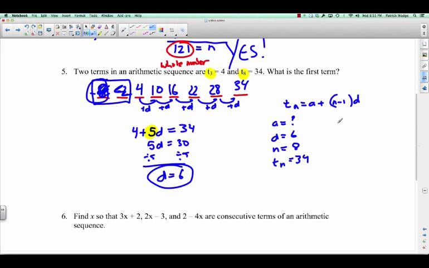Now we can solve this to get a. Tn is 34. A we don't know. N is 8. D is 6. So 34 equals a plus 8 minus 1 is 7 times 6 is 42. Subtract 42 from both sides. You get a equals negative 8. You probably can't read it, but this says negative 8. I'm sure you wrote it down before. So that's the other way you can solve it. I know if it's a very small term like 3, you're just going to subtract. But if that was t30, you might need to do it this way.